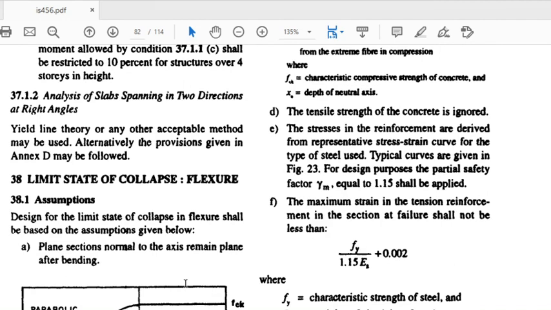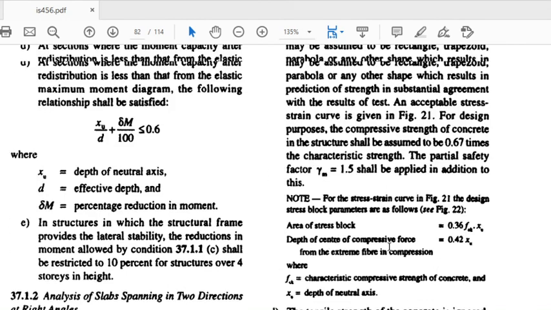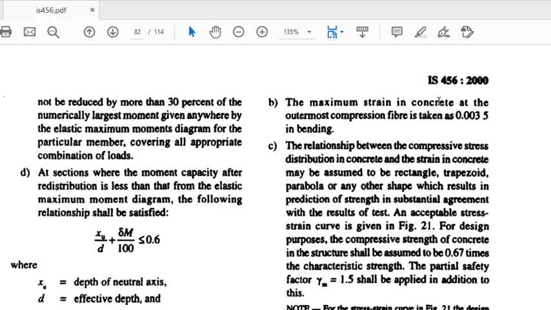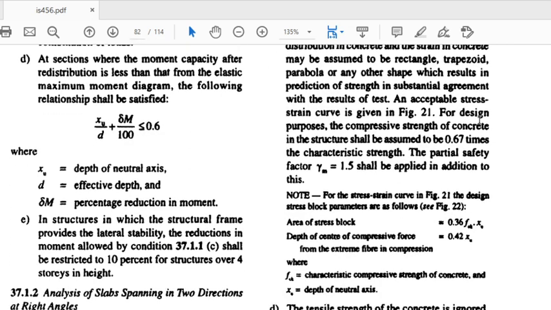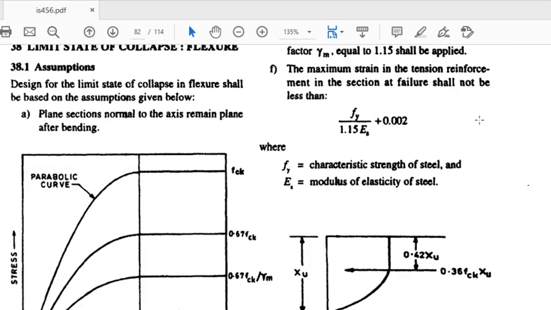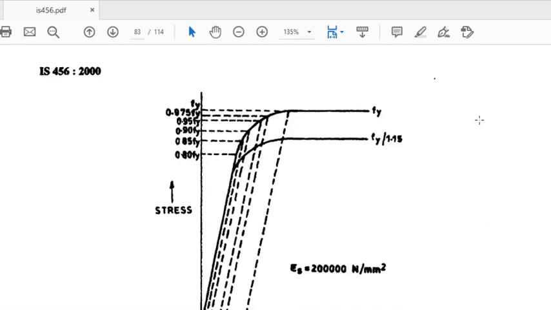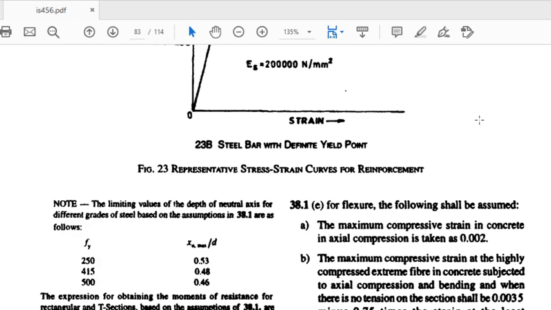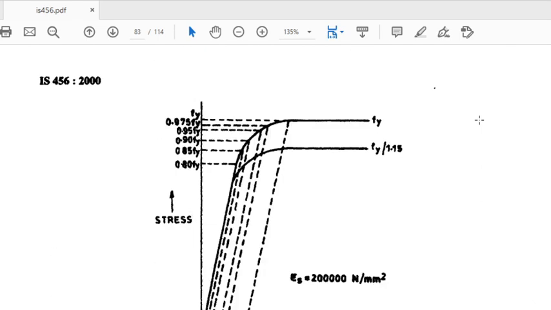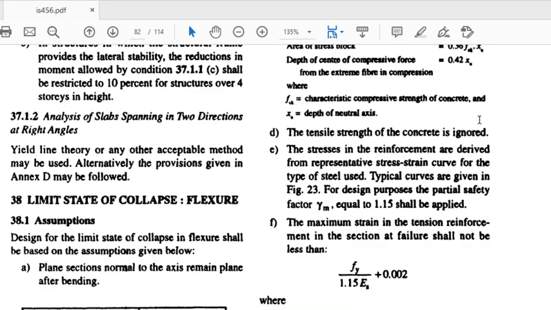We have, for example, that plane sections remain plane before and after bending, and the maximum strain in the concrete at the outermost fiber is taken as 0.0035, which I explained in the last class. Everything is there. So write the assumptions and submit them, and try to write them on a single page itself. This is the question you have to submit.